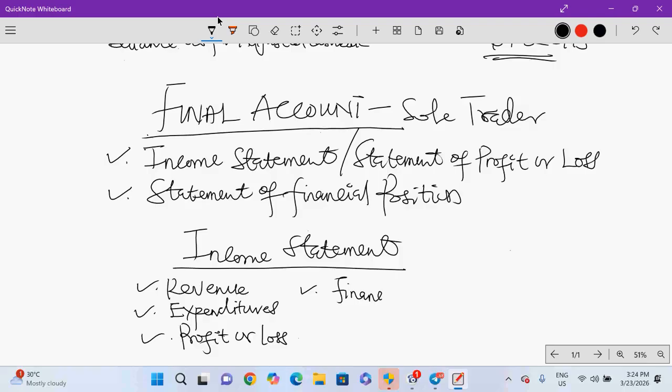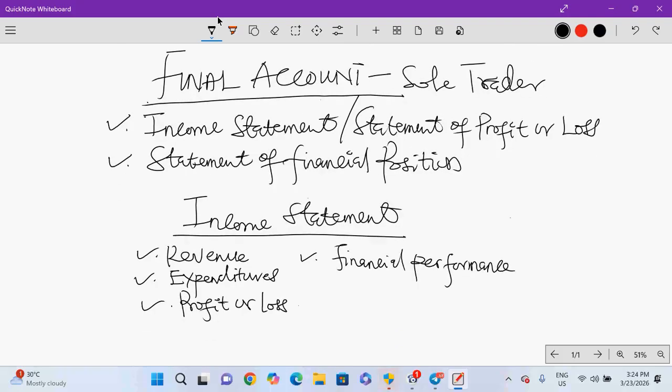It looks at the financial performance, whether the entity will make profit or loss. So comparing its revenue against its expenditure to determine whether there will be a profit or loss for the period, it actually shows the entire financial performance for a particular period. You are doing this for a particular period.